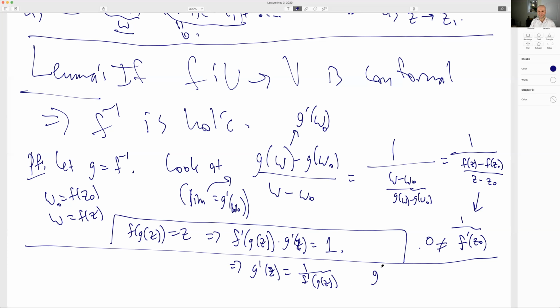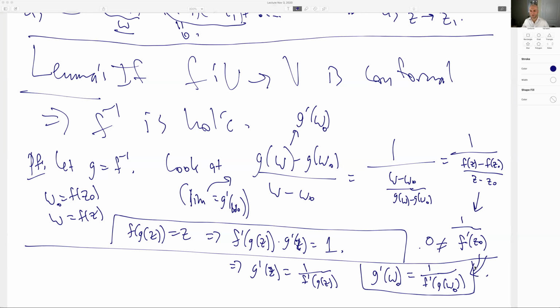Let me write this one last time using the same variables as up there. 1 over f prime of g of w. And I guess I did this at w0. Okay? So this is a familiar formula. All I'm trying to say is this is something that's not new. We're just doing it from this other perspective.